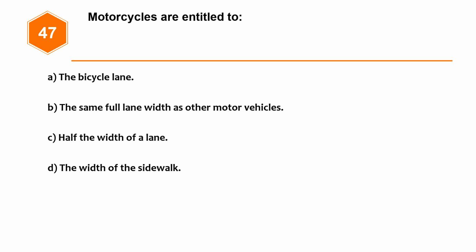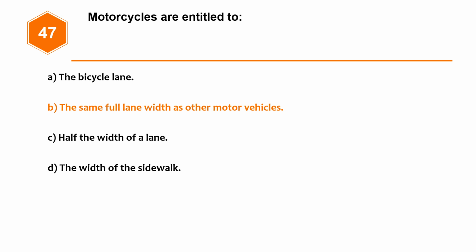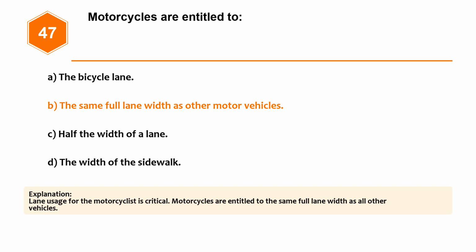Question 47. Motorcycles are entitled to Option A. The bicycle lane. Option B. The same full lane width as other motor vehicles. Option C. Half the width of a lane. Option D. The width of the sidewalk. The correct answer is option B. The same full lane width as other motor vehicles. Explanation. Lane usage for the motorcyclist is critical. Motorcycles are entitled to the same full lane width as all other vehicles.